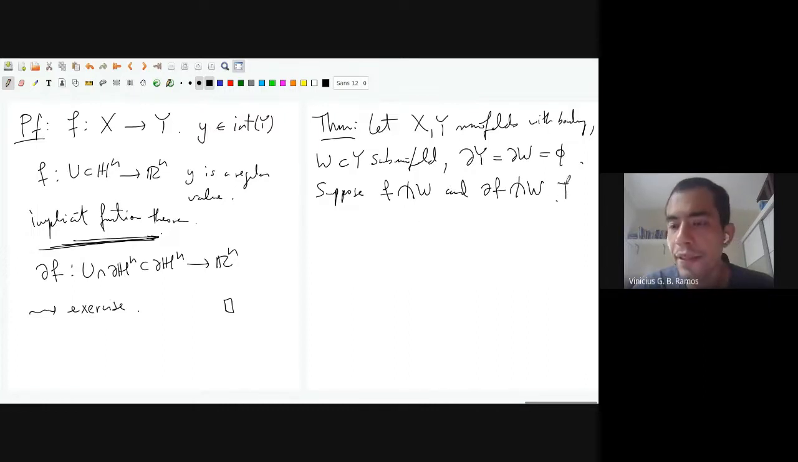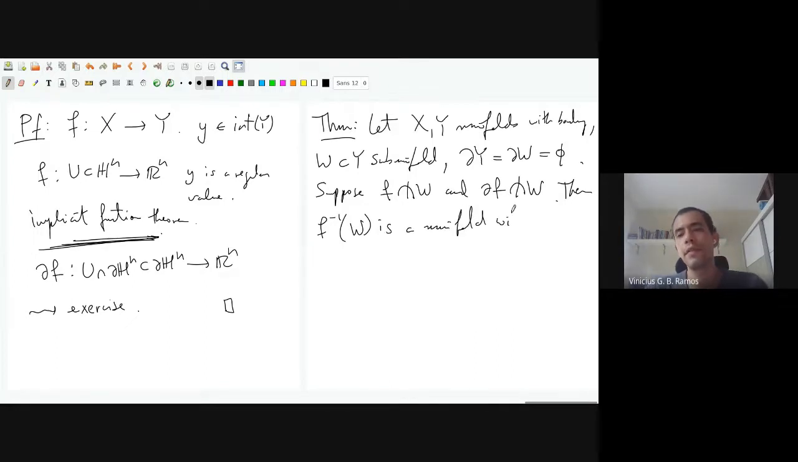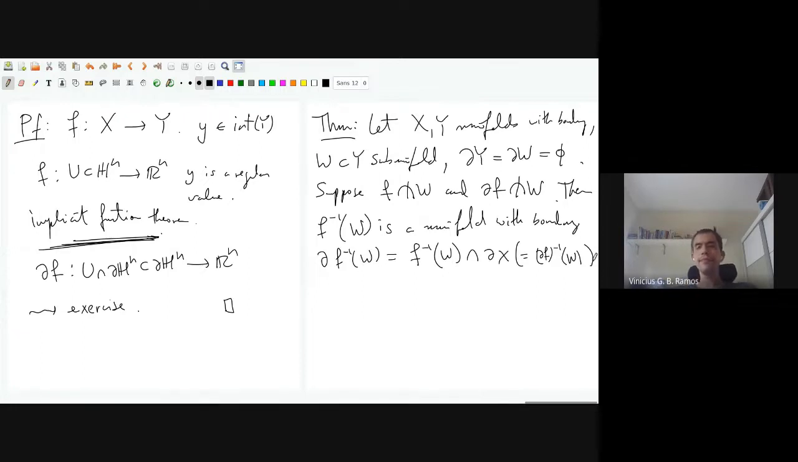Okay, then the conclusion is the same as for manifolds without boundary. So then the pre-image of W is a manifold with boundary, and the boundary is exactly the intersection of the pre-image with the boundary of X, which is the same as the pre-image of this guy. Okay? So how do we prove this?